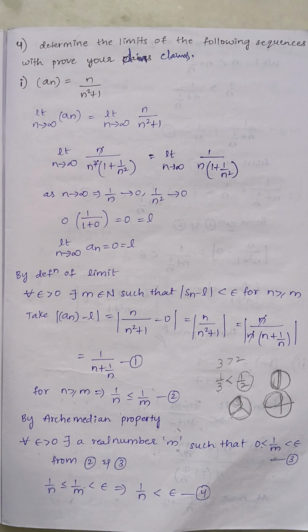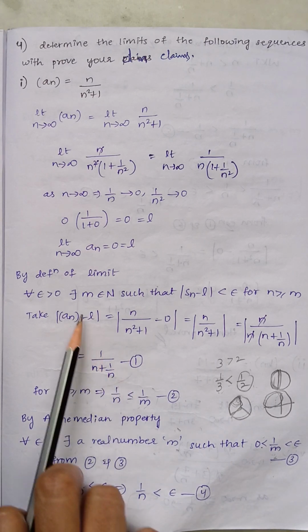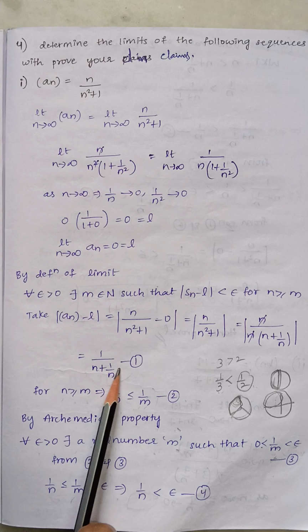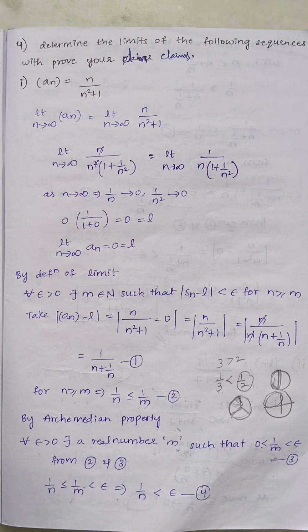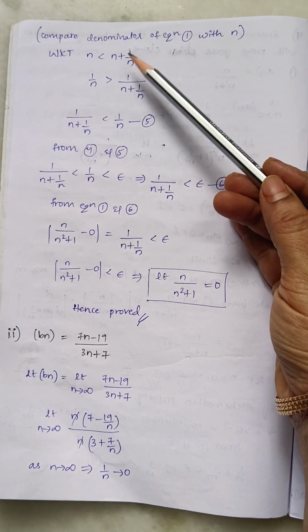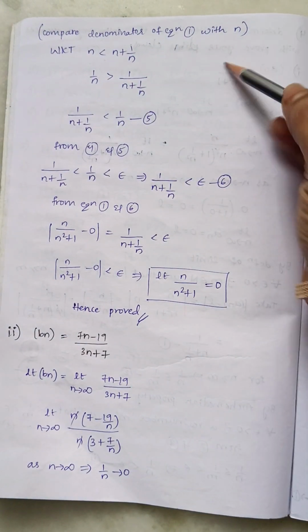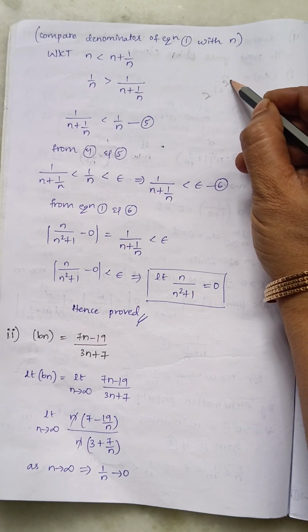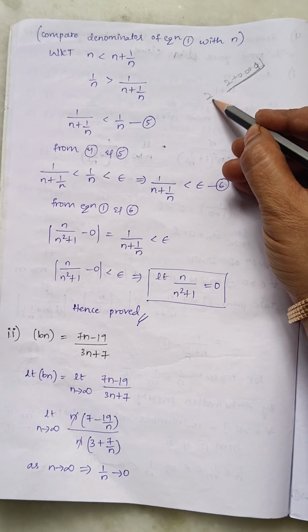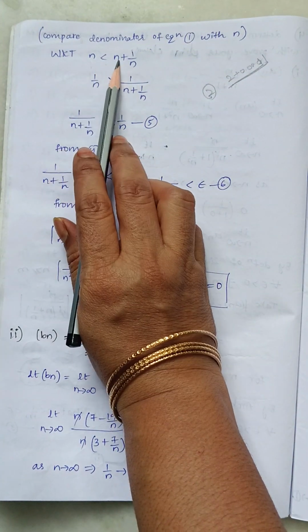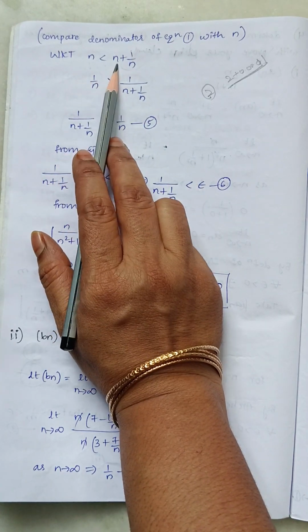Now what is the next step? Always you need to compare n with the denominator of the actual problem. So what is the denominator here? n plus 1 by n. Always compare this denominator with n. Obviously, n is less than n plus some fraction, isn't it? Suppose I take 2. When you add 0.0001 to 2, the result is the greater value and 2 is the lesser value, isn't it? In the same way, when you add a small quantity to n, it will obviously be greater. So n is less than n plus 1 by n.